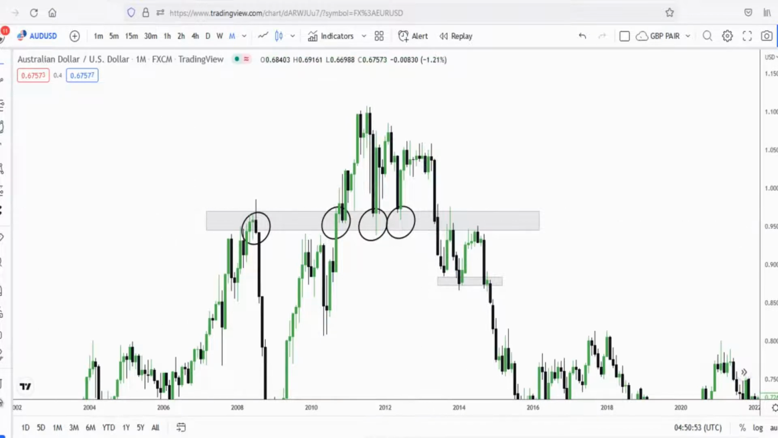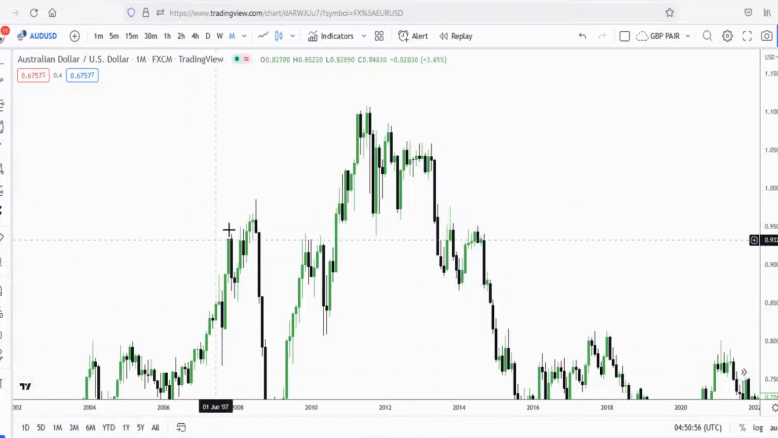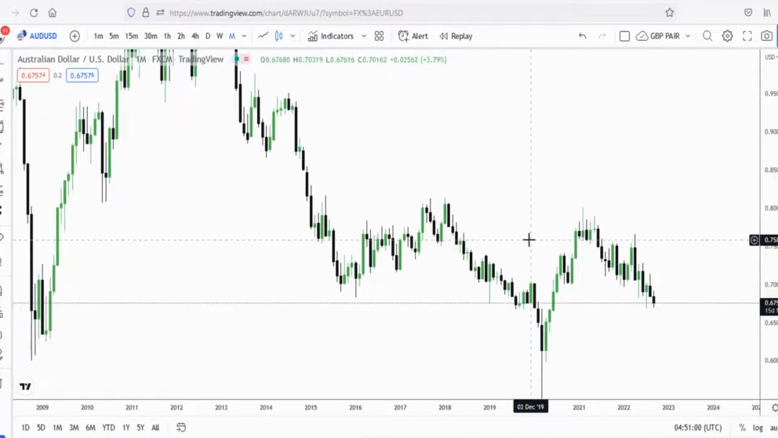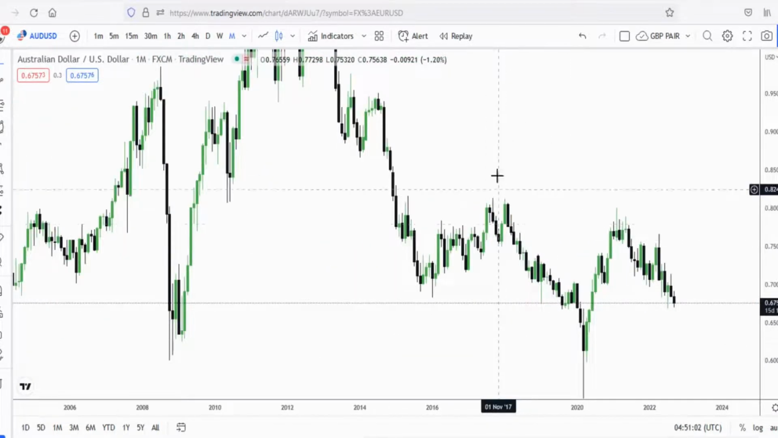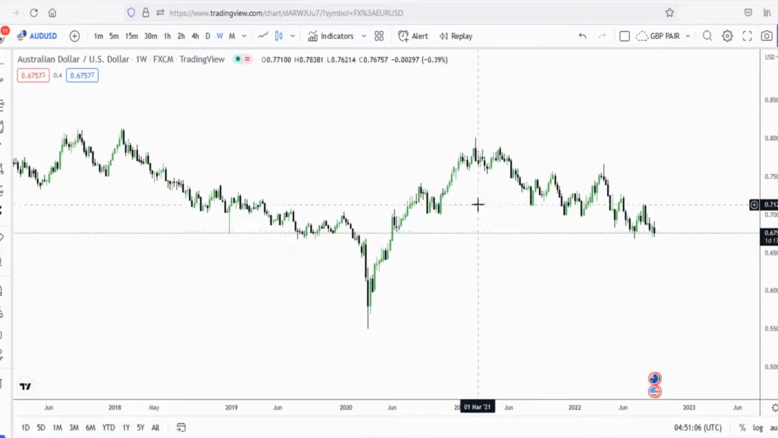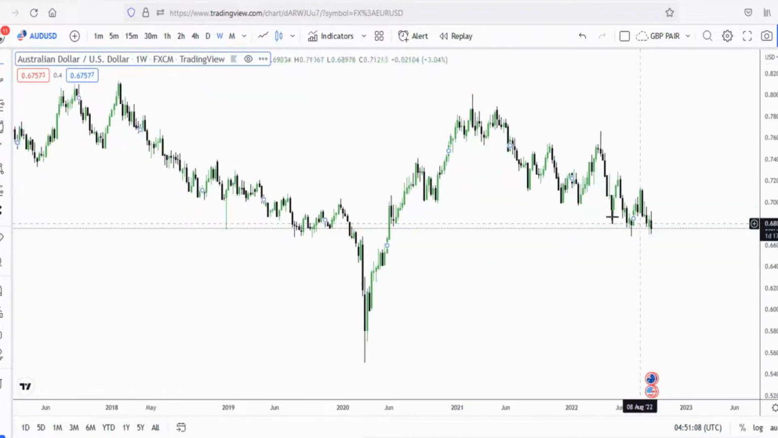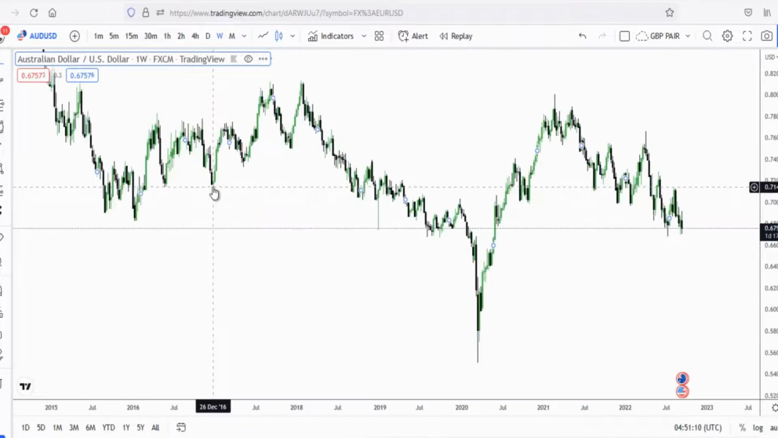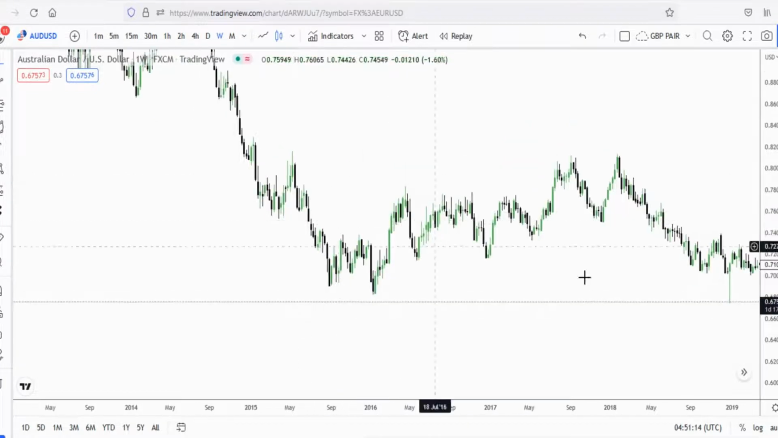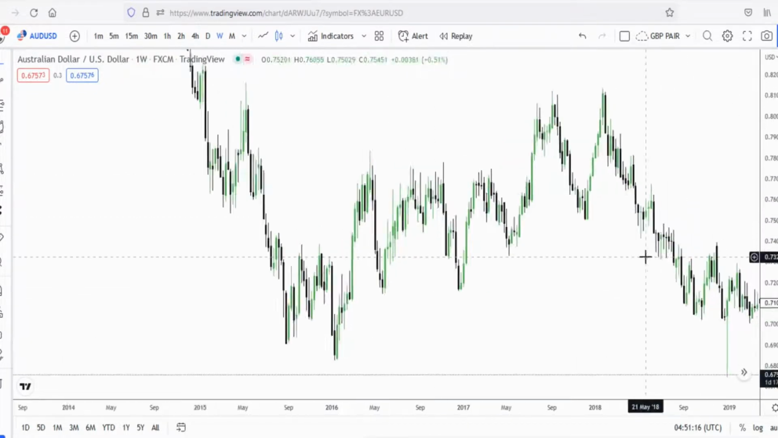So let me clean my charts here now. Let's see if there are any other charts. Let's check the weekly. Anything for us on the weekly? Let me see. Okay, I think we have something here on the weekly.